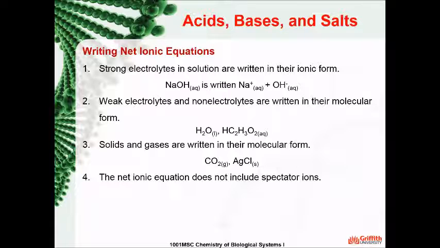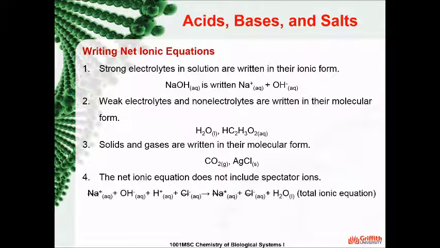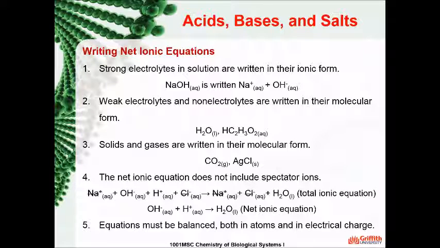The net ionic equation does not include spectator ions. For example, Na+ OH- plus H+ Cl- gives Na+ Cl- plus H2O is the total ionic equation. When we cancel out the spectator ions, we get OH- plus H+ giving H2O. And this is the net ionic equation. Equations must be balanced both in atoms and in electrical charge.